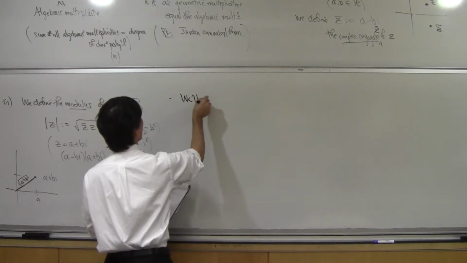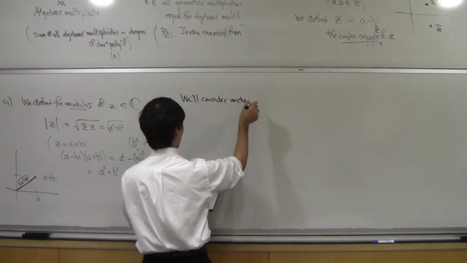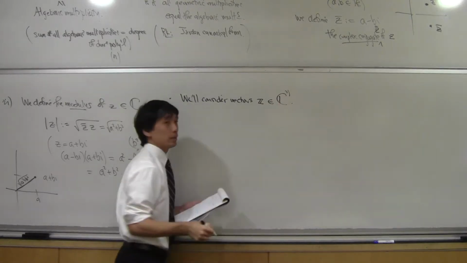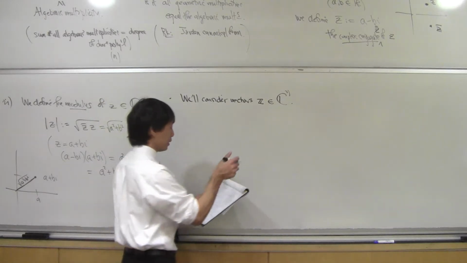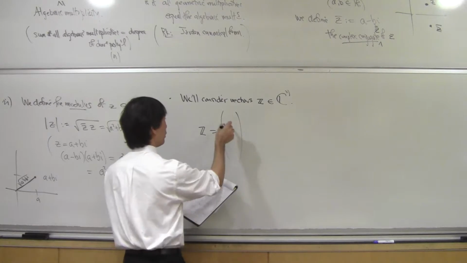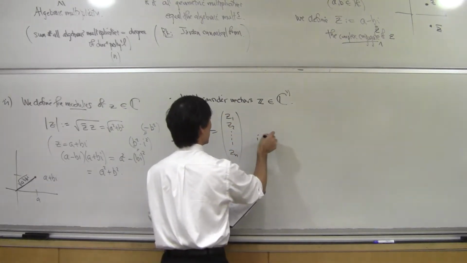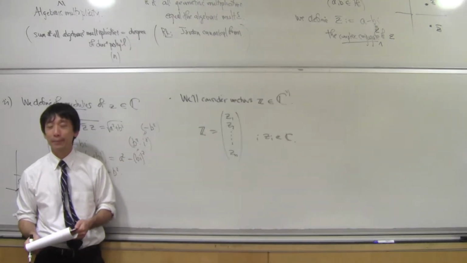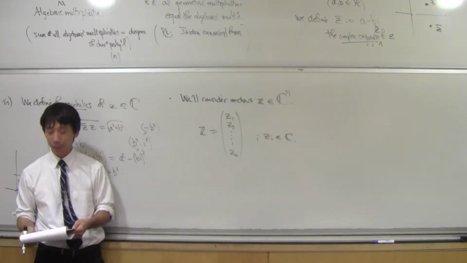We will consider vectors in Cn. We'll consider vectors where all the entries are complex numbers. So z is going to be a vector where all the entries are complex. The z_i are all complex numbers. So complex vectors.